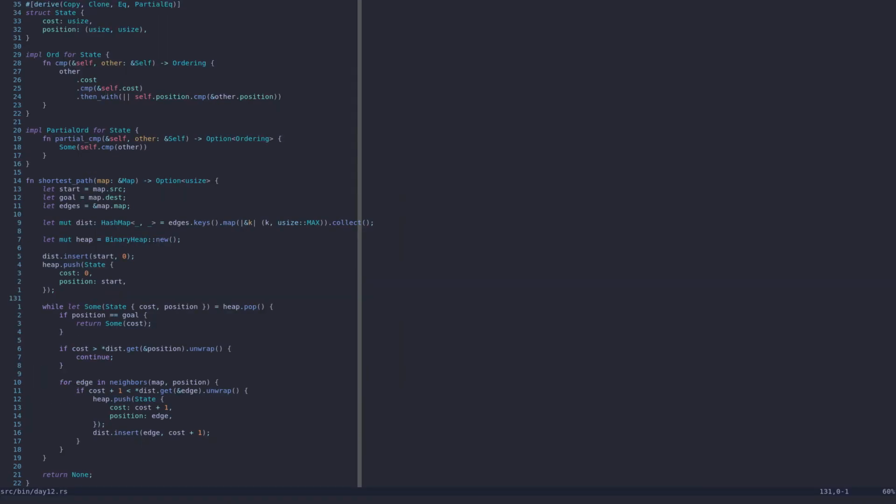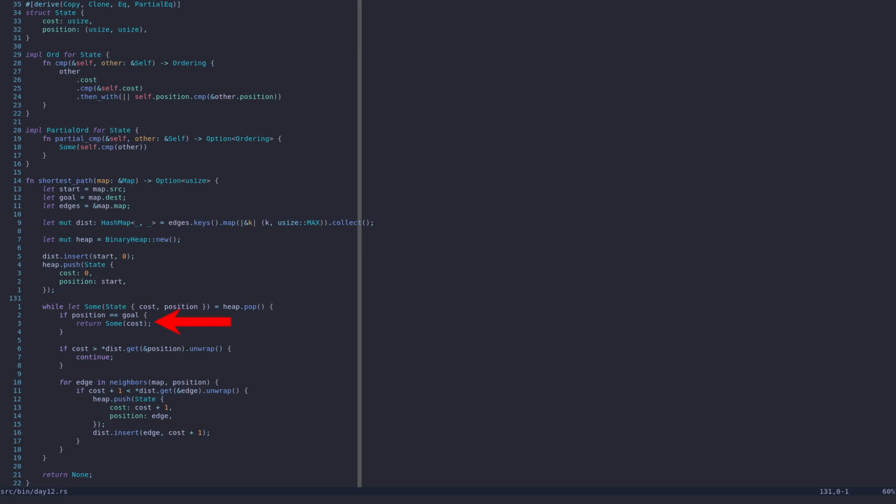Then I implemented the shortest path algorithm using Dijkstra, and yeah, it's pretty much just the Dijkstra algorithm copy pasted from Wikipedia. So the idea is that we have a distance hash map where we map each point to a cost, and pretty much this cost is the distance from the beginning up to this point. And then we also have a binary heap where we keep the current state, basically the cost and the position of the current point. Then we go through all the points in the heap. The first time it will be just the start point with a cost of 0, because you need 0 cost to get from the beginning to the beginning, I guess.